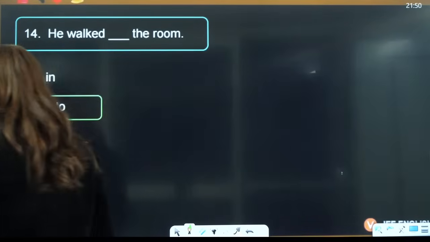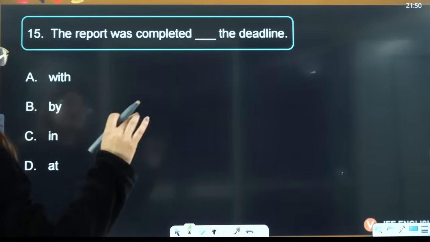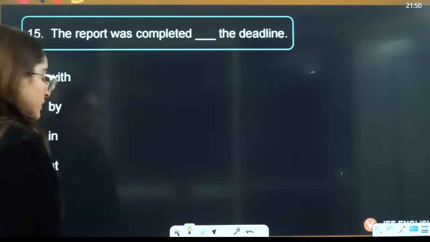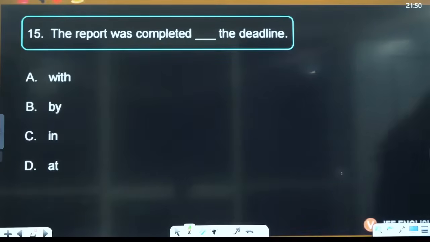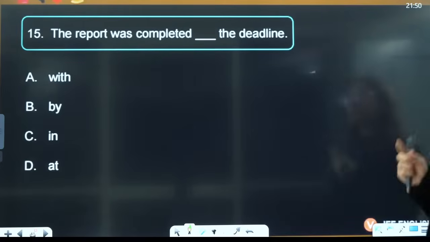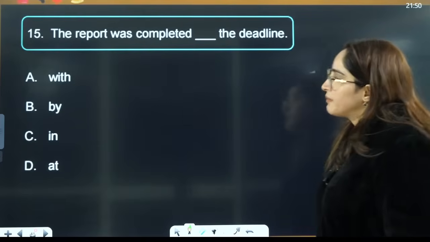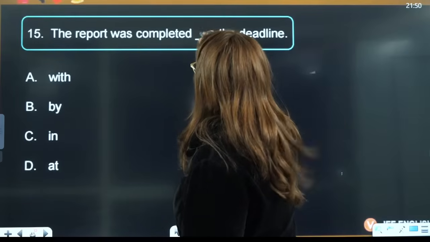Okay. Next is: the report was completed dash the decline. Tell me everybody. The report was completed with the decline, in the decline, at the decline, by the decline. It means the report was completed but after some time, by the decline.